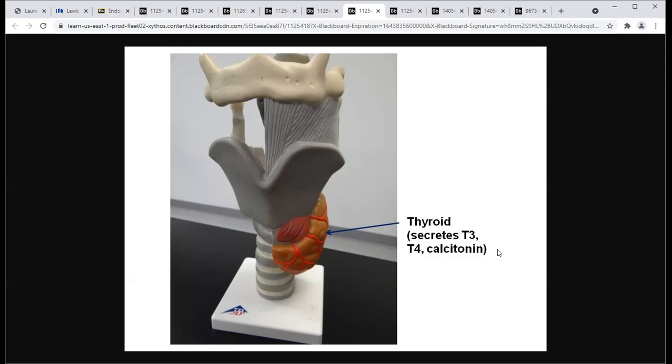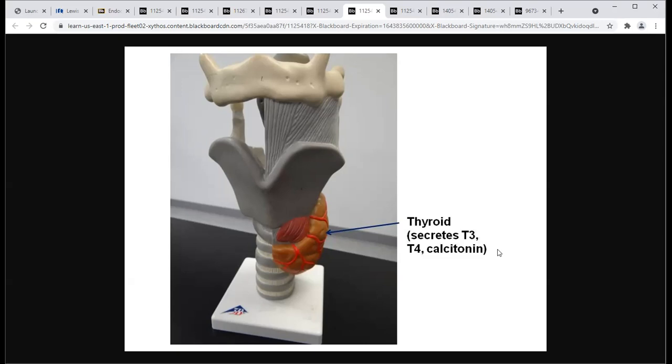That means that calcium from the blood will be incorporated into this new bone. So the ultimate effect of calcitonin is a decrease in blood calcium levels.